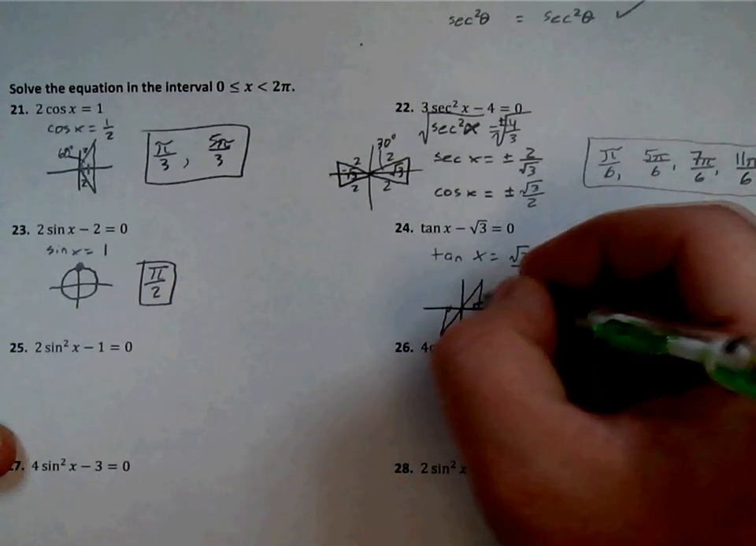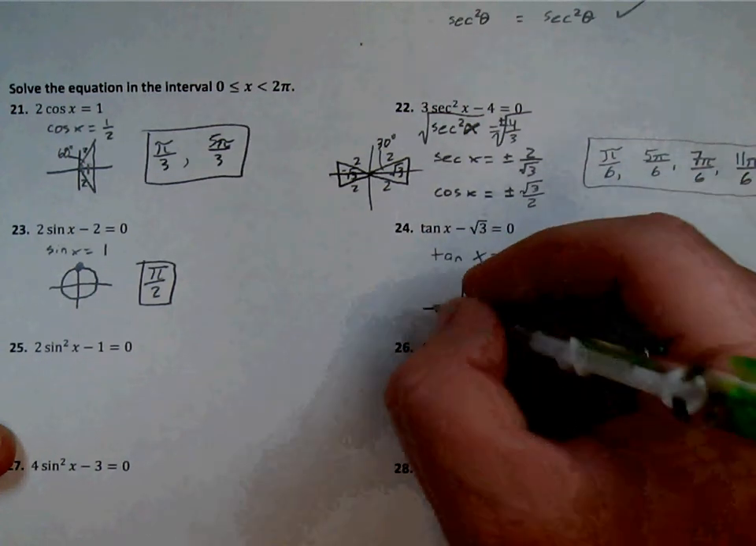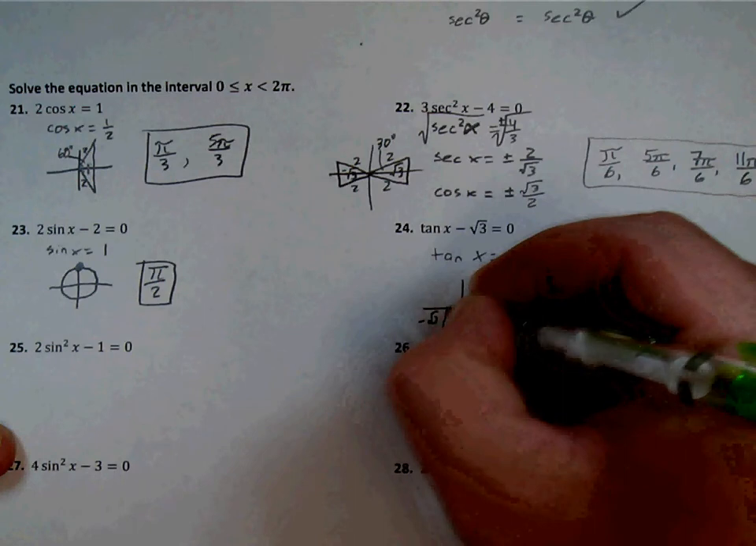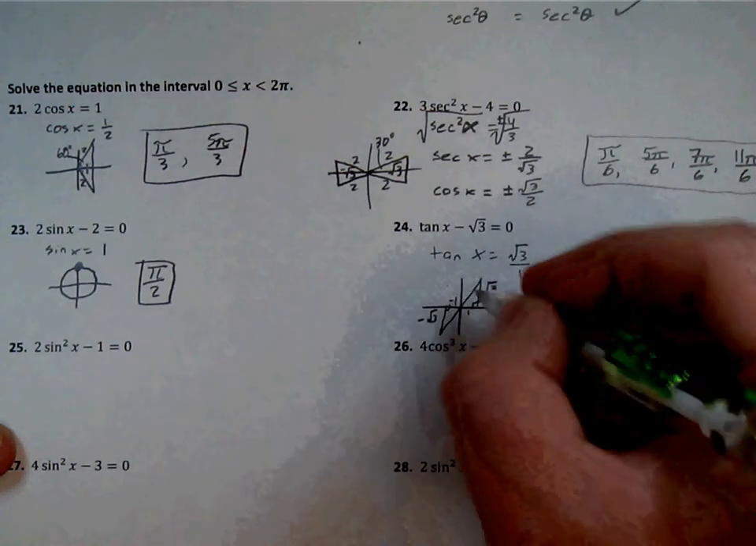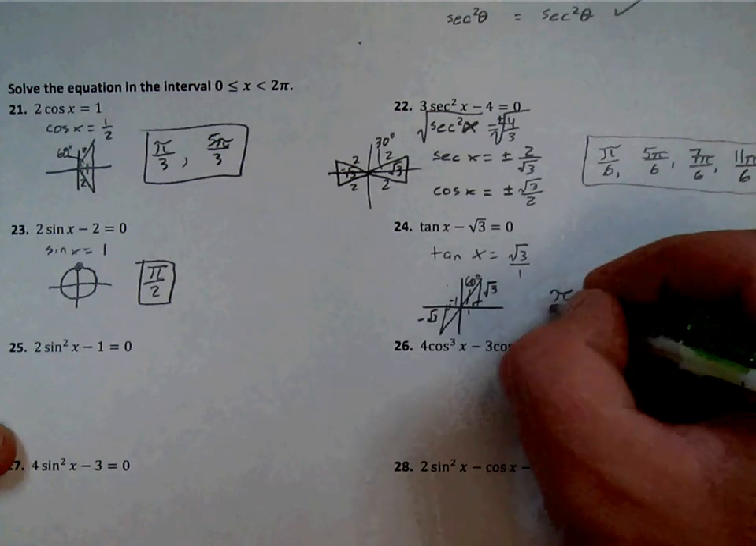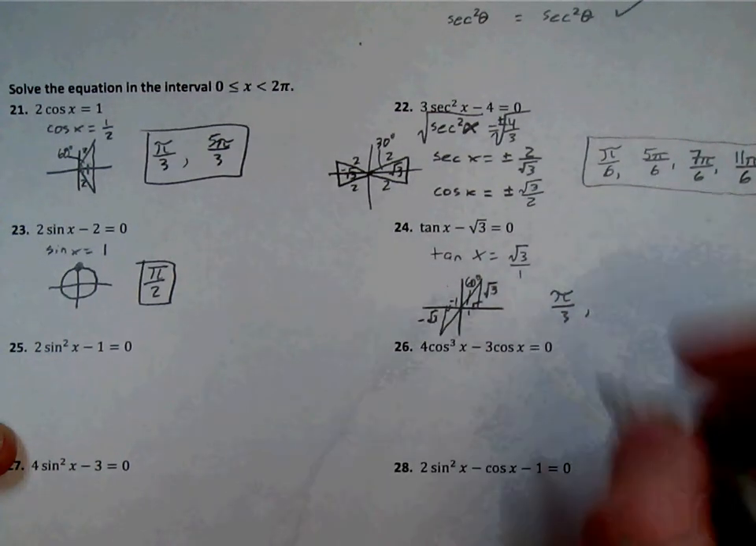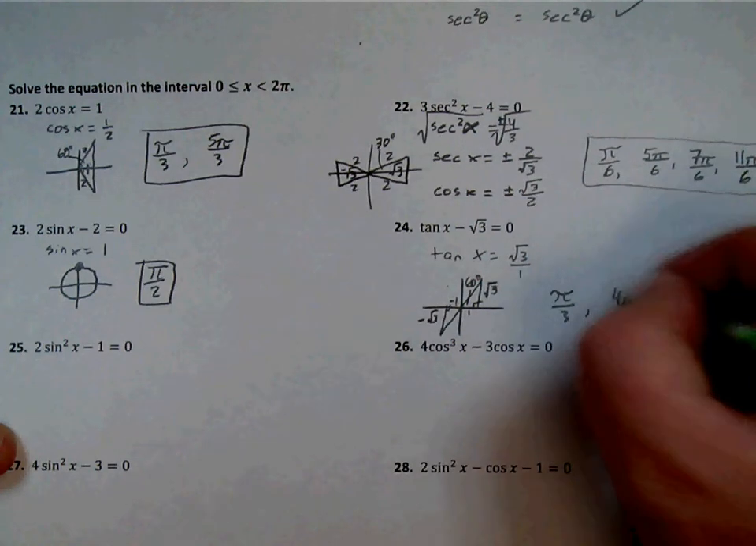So my opposite, square root of 3, my adjacent's 1, or in this case, negative square root of 3 and negative 1. So reference angle there is a 60-degree angle, which is pi over 3. And then when I get to the third quadrant, we add a third of pi to pi. That's 4/3 pi.